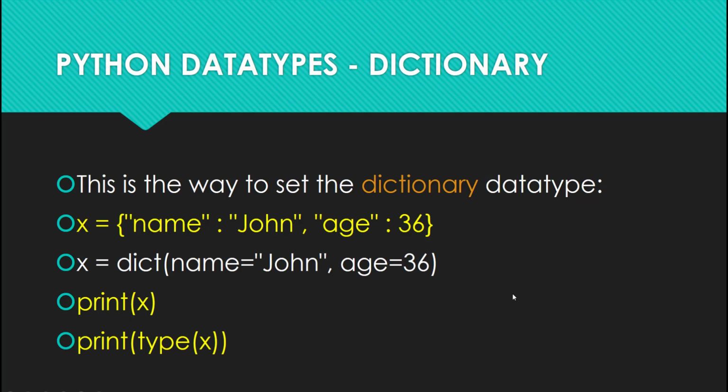So we also have the dictionary data type, and to express that, use the curly brackets. So this is a key value pair within the dictionary. We can also express it this way, as we see in the second line: name John, age 36, with the dict function assigned to X. So let's try that out.